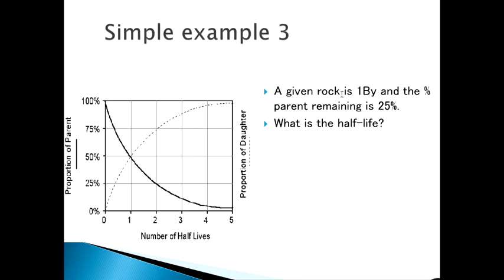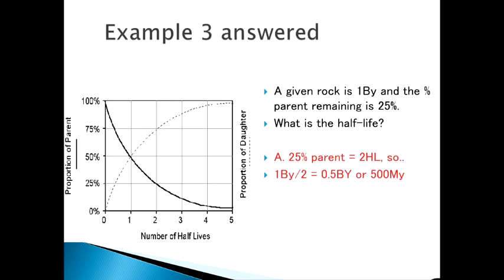There's a third type of example that lends itself easily to questions. What if I give you a rock and I tell you that the rock is a certain age? This rock is 1 billion years old. And the percentage parent remaining is 25%. I could then ask you, well, what's the half-life? See, that's different. For the previous question, I gave you the number of half-lives and the percentage parent. I gave you the half-life itself and the percentage parent. Here, I'm asking you what is the half-life.